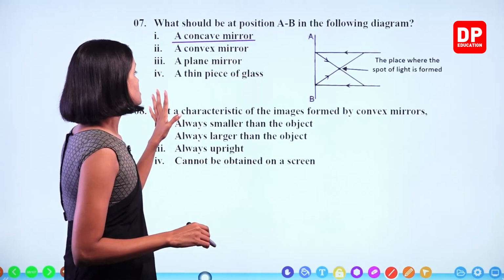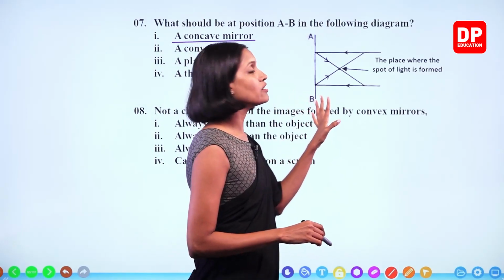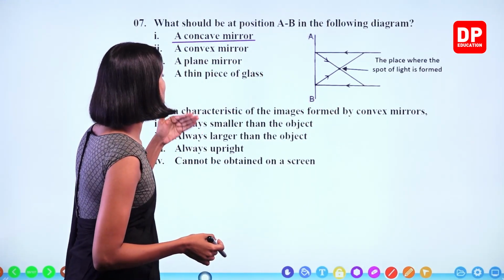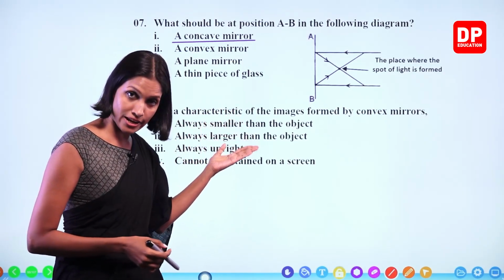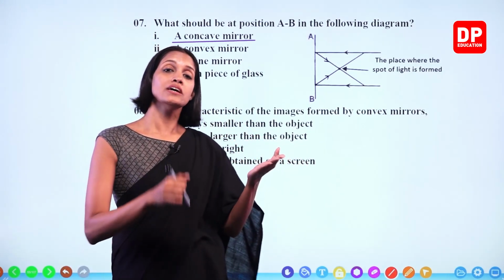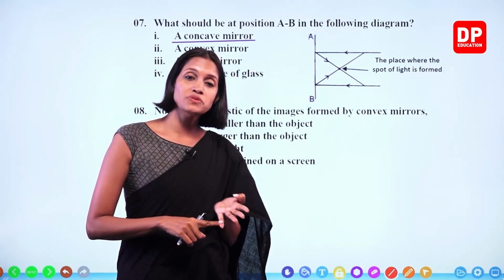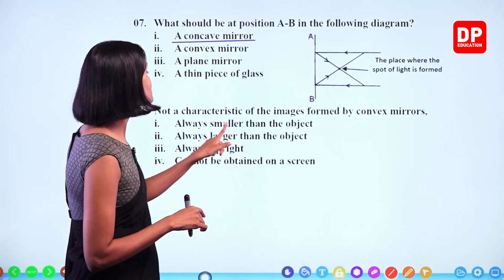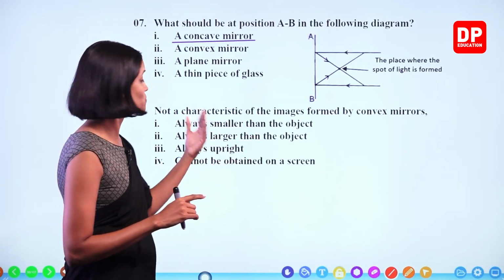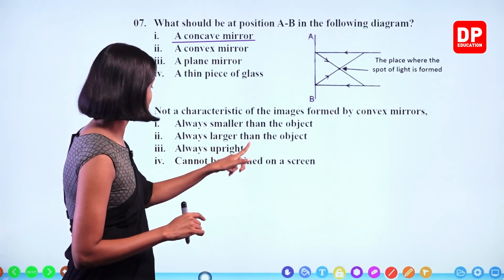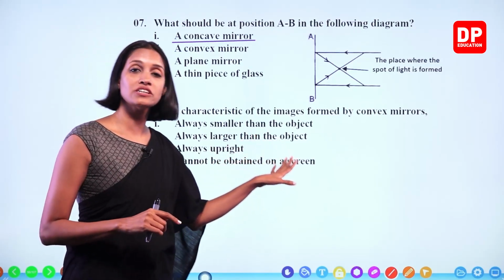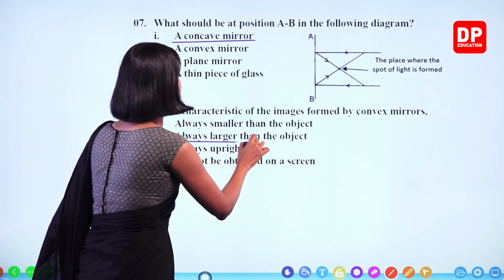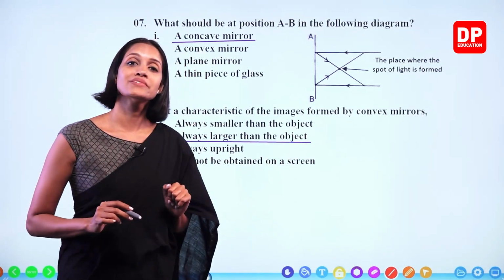Not a characteristic of the images formed by convex mirrors. Okay. Always smaller than the object. It is a characteristic. What are the characteristics? Always smaller than the object, always upright, always virtual, right? Always larger than the object, no, it's always smaller. Always upright, correct? Cannot be obtained on the screen, which means virtual, yes. Answer is always larger than the object. Right, children?